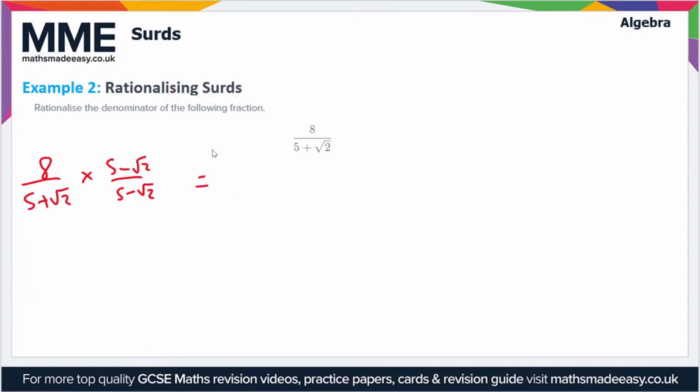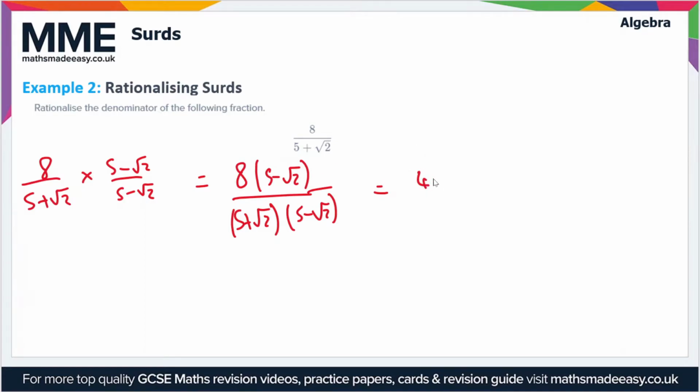So let's simplify this expression then. We're multiplying two fractions together, which means we multiply the numerators and the denominators separately. So we get 8 times 5 minus root 2 on the numerator, and we get 5 plus root 2 and 5 minus root 2 on the denominator. If we simplify the numerator first, all we're doing here is expanding out these brackets. You don't have to, you can leave it in the factorised form if you want, but let's just do it here. So 8 times 5 is equal to 40, and then 8 times minus root 2 is equal to minus 8 root 2.